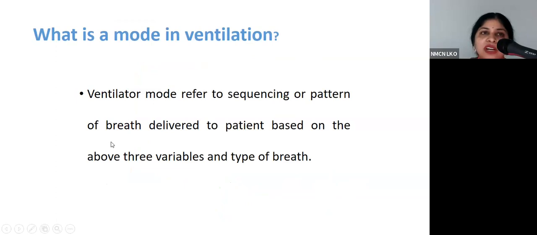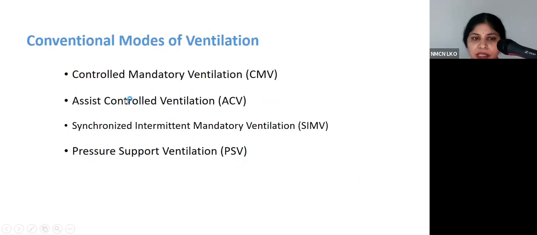So coming to the modes of ventilation, once we have understood the trigger, limit and cycle, which are the phases of the breath or variables of the ventilator breath, then we can understand very easily what the mode of ventilation is and how it works and their relative pros and cons. The mode of ventilation refers to the sequencing or pattern of breath delivered to the patient based on the above three variables which we discussed in the previous slides.